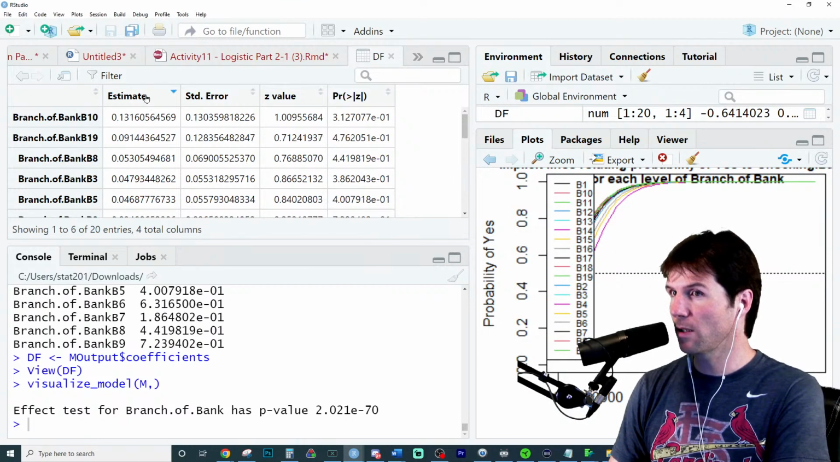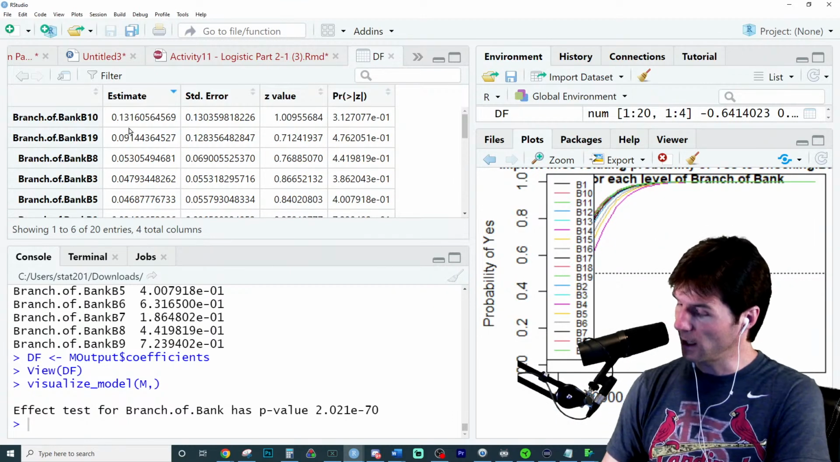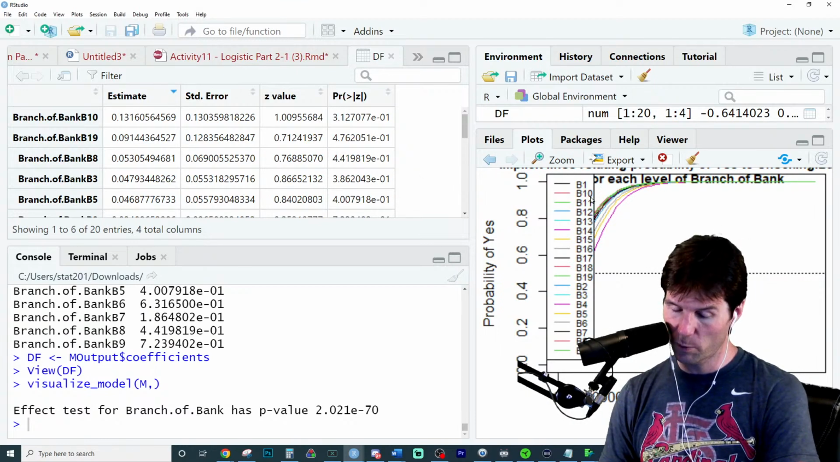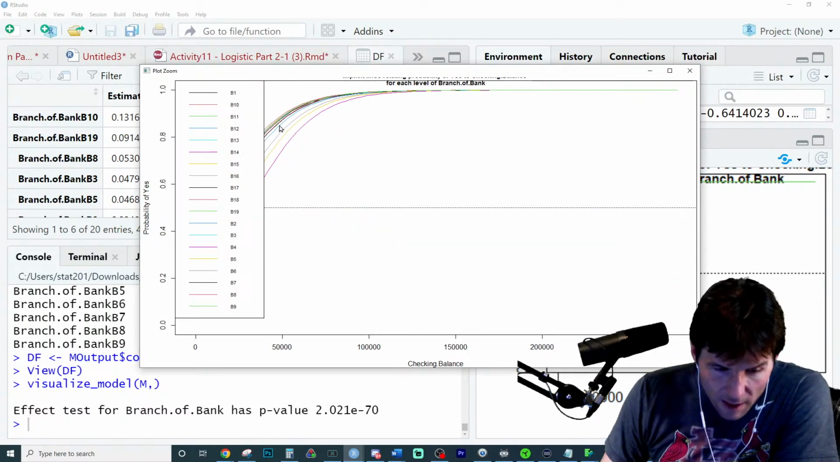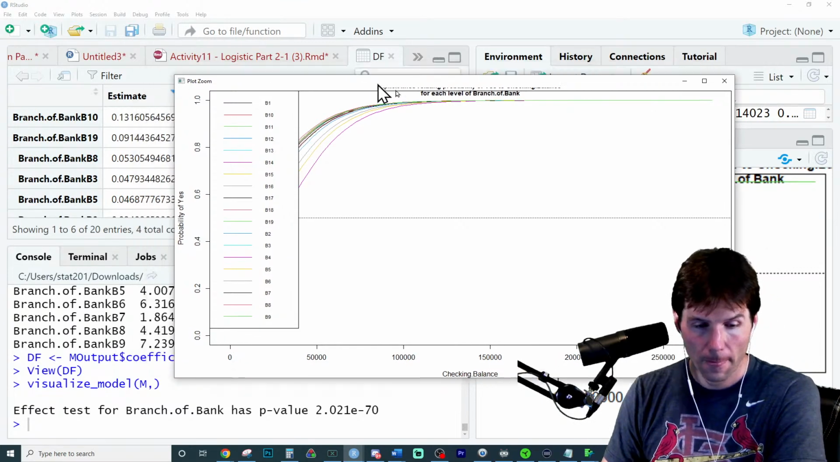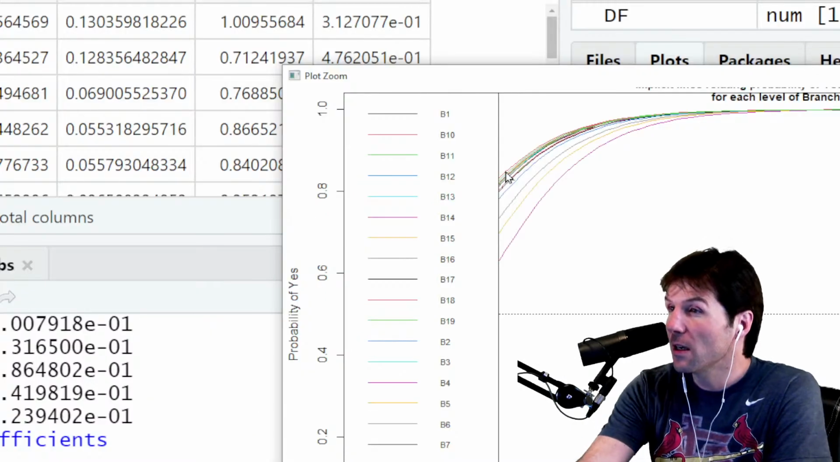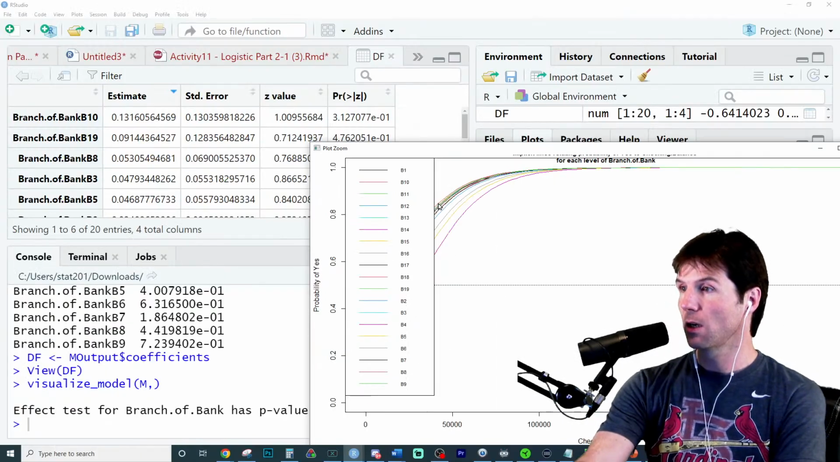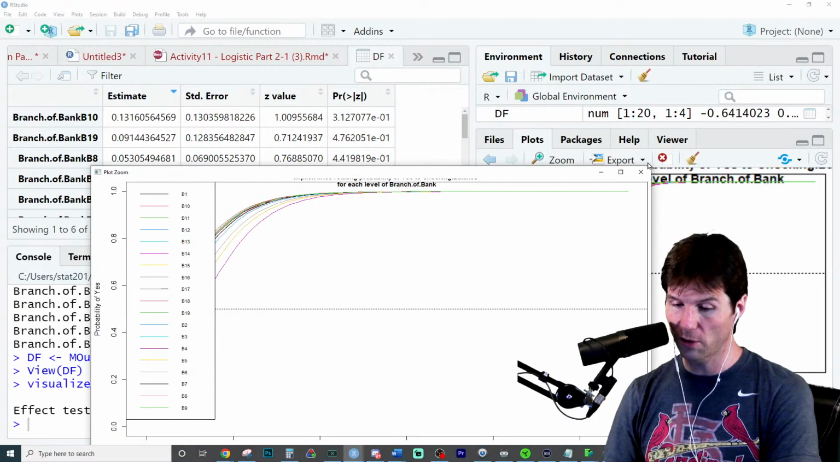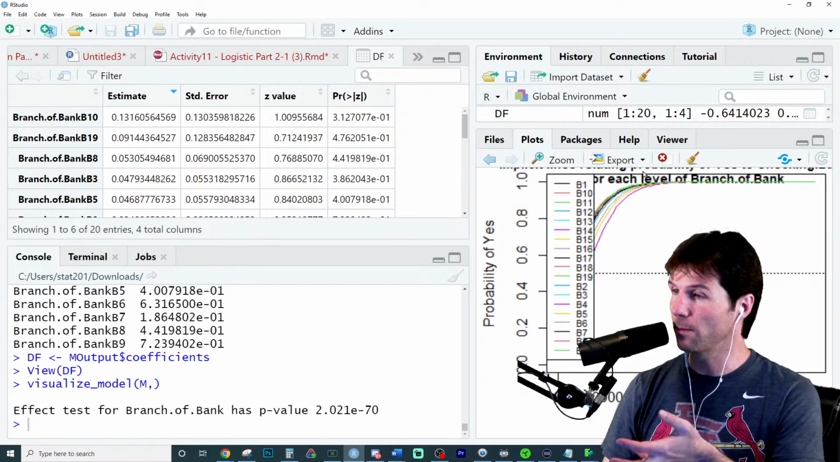Now, the one with the most positive coefficient is going to be bank B10. So that's the red line, which is super hard to see. You can see it right there. You can see the red line, bank B10 is that one right there, which is the highest, and you can just barely see it. So this goes to your current assignment, predicting which one is most likely.